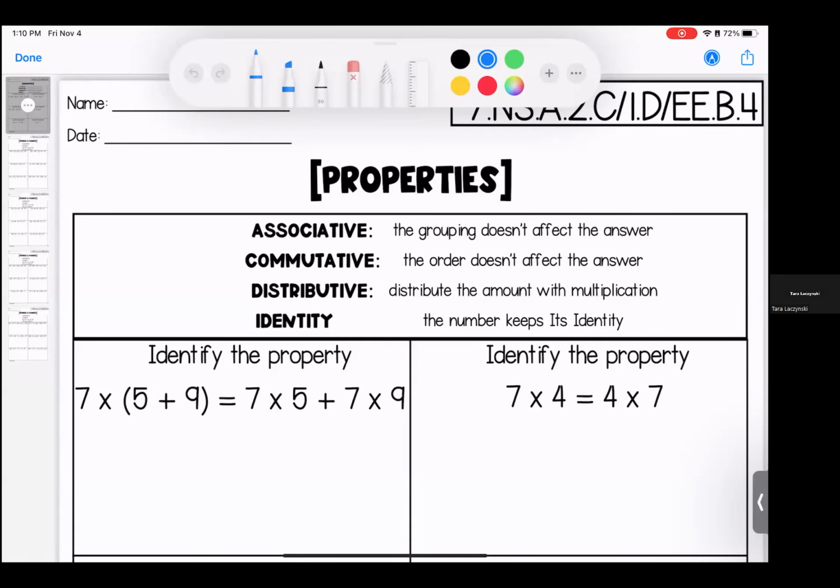Hey, mathletes. This week we are talking about PEMDAS properties and powers. We have one page on properties. Up top, a little bit of a reminder of what our different properties are.